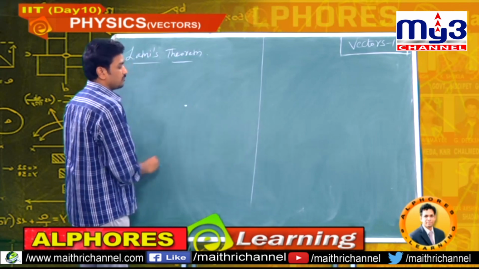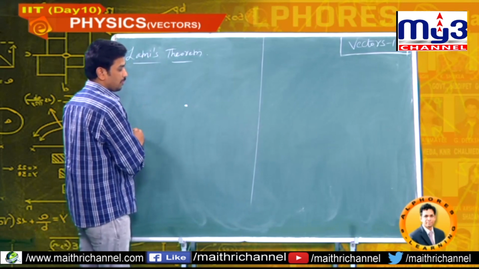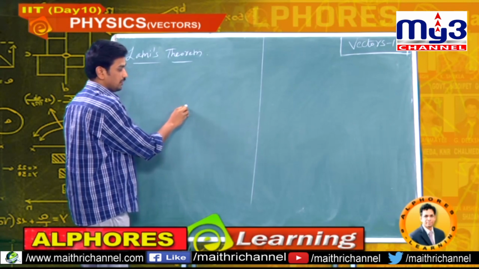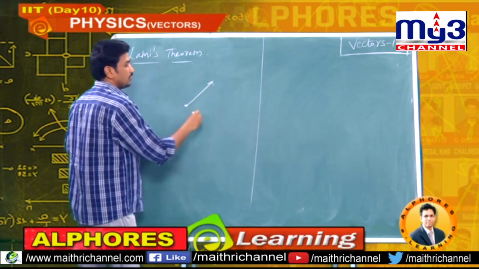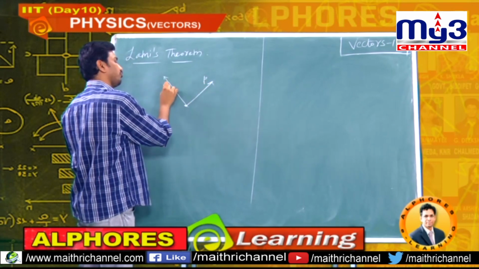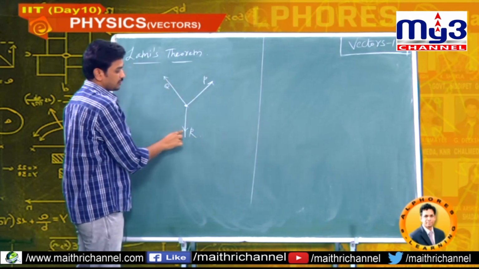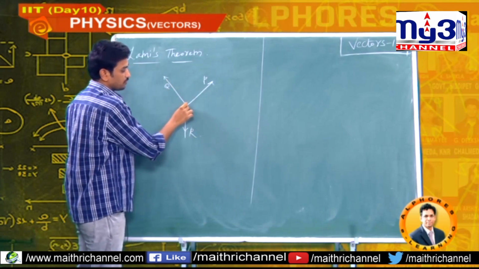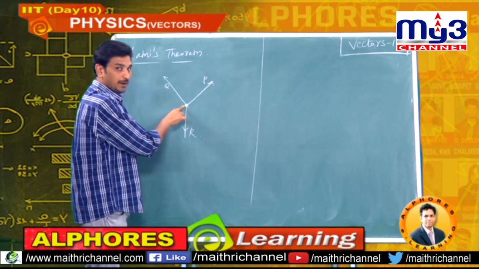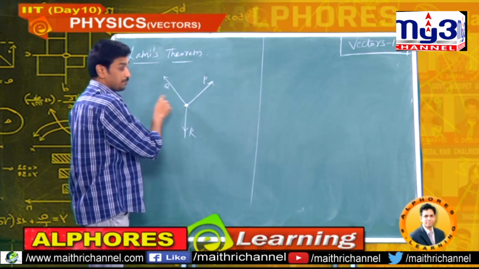Here we are taking three forces acting on a particle. Due to the three forces, this particle will be in equilibrium. Three forces, P force, Q force, R force. The three forces are from the same point and the same plane. These are called concurrent and coplanar. Concurrent meaning is from the same point, coplanar is the same plane.